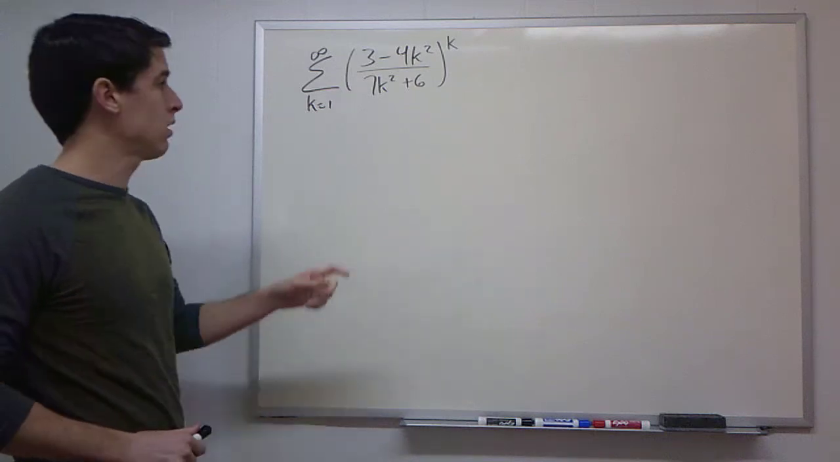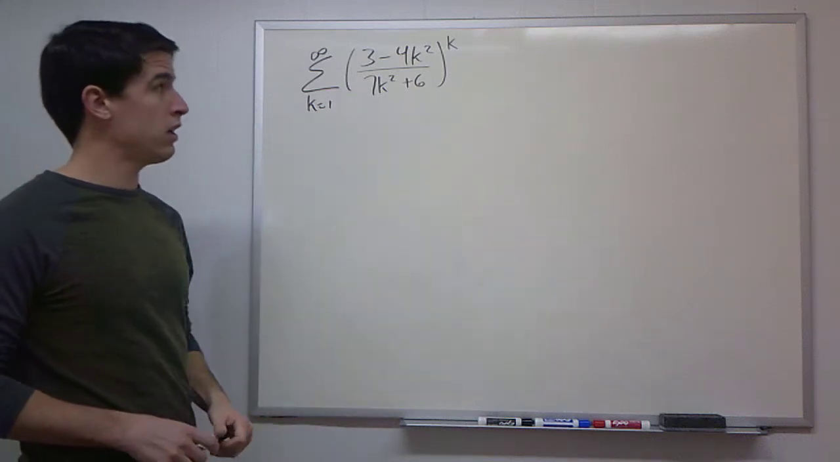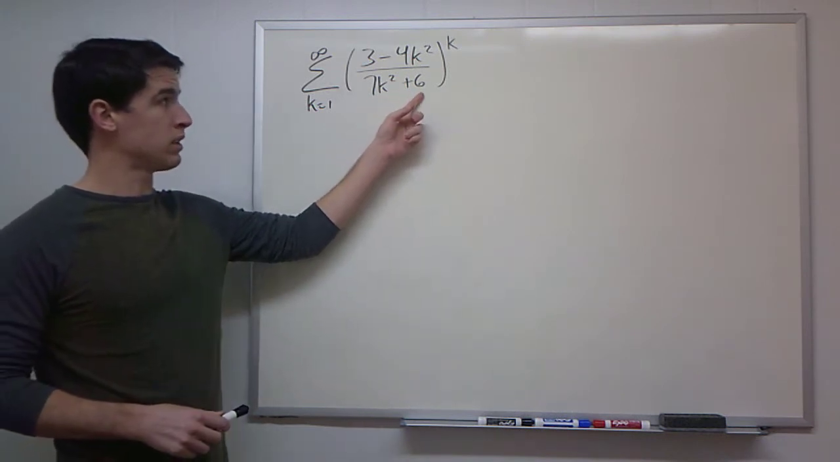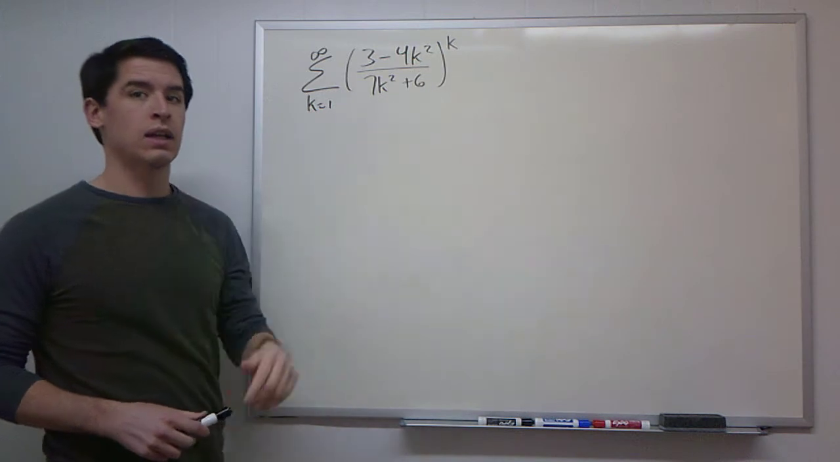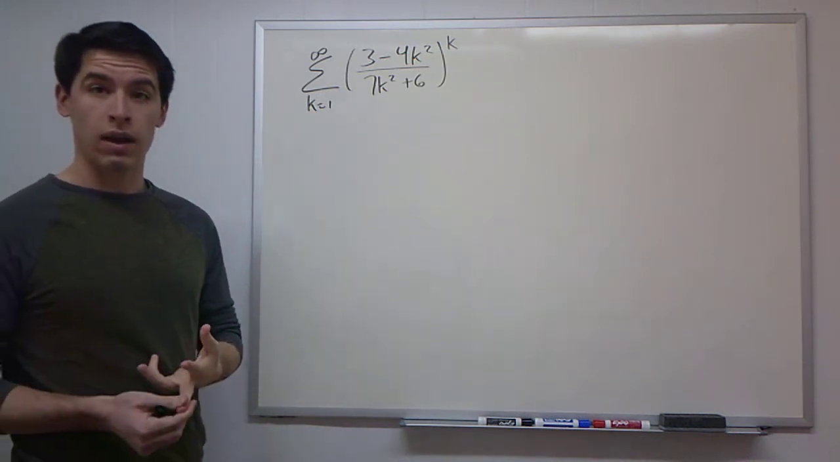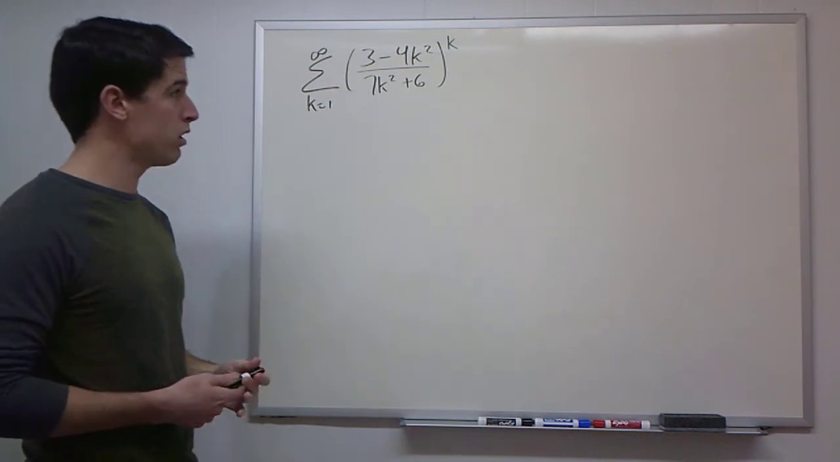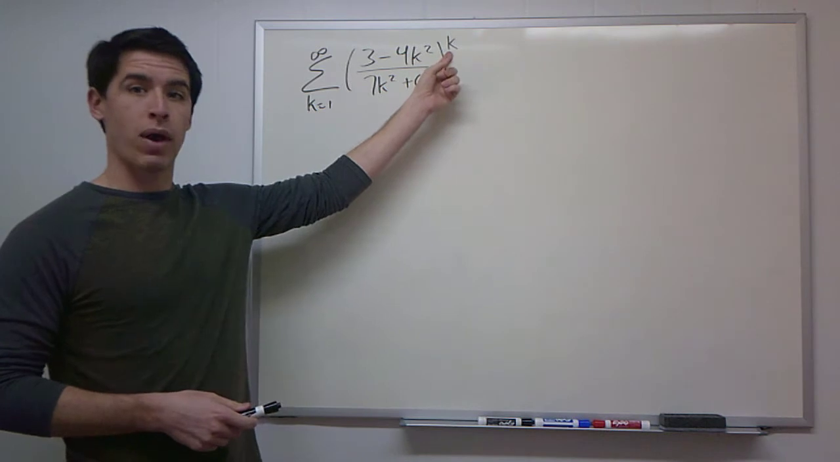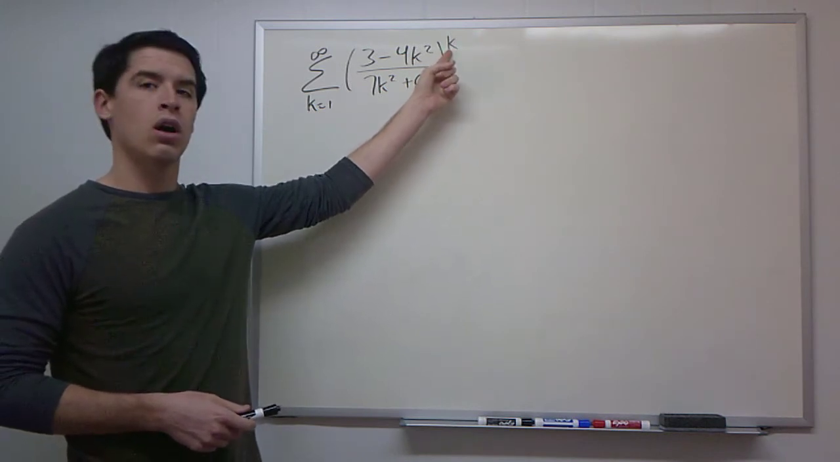Consider this series, the sum from k equals 1 to infinity of (3 minus 4k squared) divided by (7k squared plus 6), all raised to the k. Let's try to determine whether this series converges or diverges. Now we note that the terms in our series are raised to the kth power, right? I have an exponent of k.